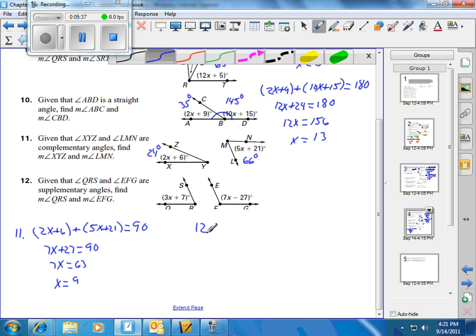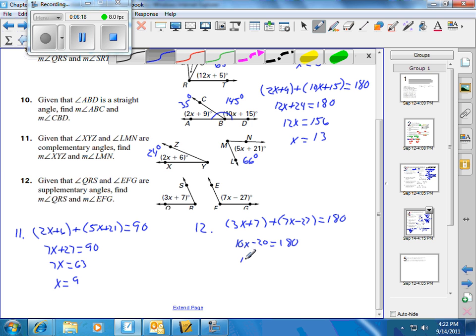And then number 12, given the angles QRS and EFG are supplementary angles, find the measures of the given angles there. So these two angles add up to 180, so we have 3x plus 7 plus 7x minus 27, the difference of 7x and 27. And those, again, are supplementary, so their sum has to be 180. So 3x plus 7x is 10x. We're going to combine like terms. 7 plus a negative 27 is a negative 20, or a minus 20.